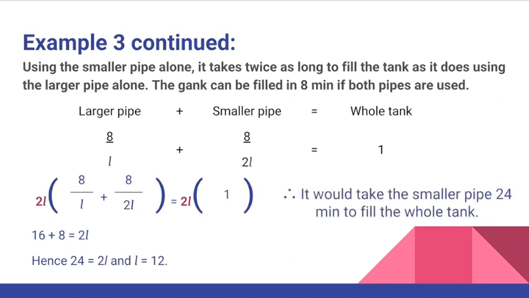So what that's telling us is that it would take the smaller pipe 24 minutes to fill the whole tank, because that L equals 12 means that it would take the large pipe 12 minutes, and we know that the smaller pipe takes twice as long, so it must take the smaller pipe 24 minutes to fill that whole tank up. We actually didn't even really need to find L here since our equation already gave us 2L, but it's still kind of nice to know and be able to check that.